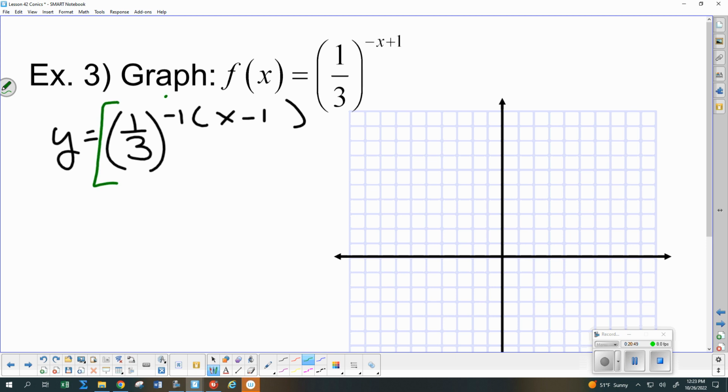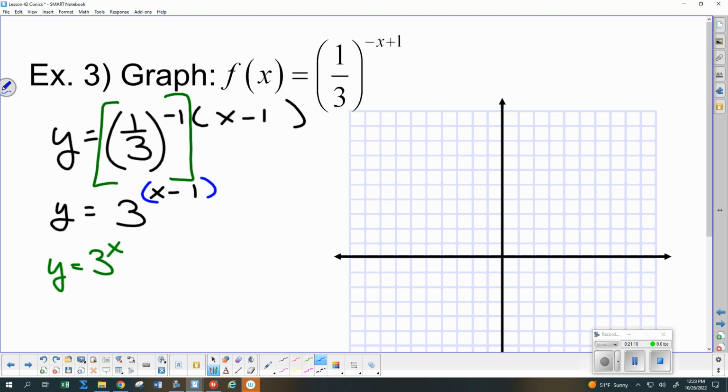So I'm going to group the 1/3 to the minus 1, which becomes 3. So I have y equals 3 to the x minus 1. Do we know how to graph y equals 3 to the x? Which way will this minus 1, which is now on the inside, make it go? Can everybody point? Which way will that make it go? It's going to make it go to the right one.